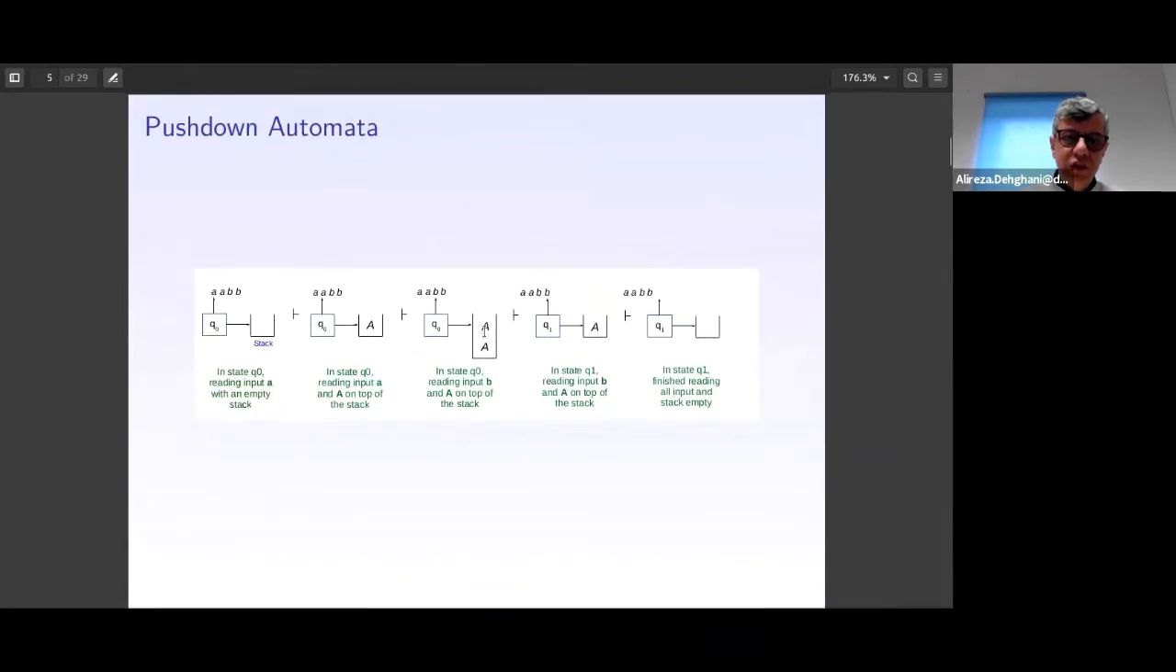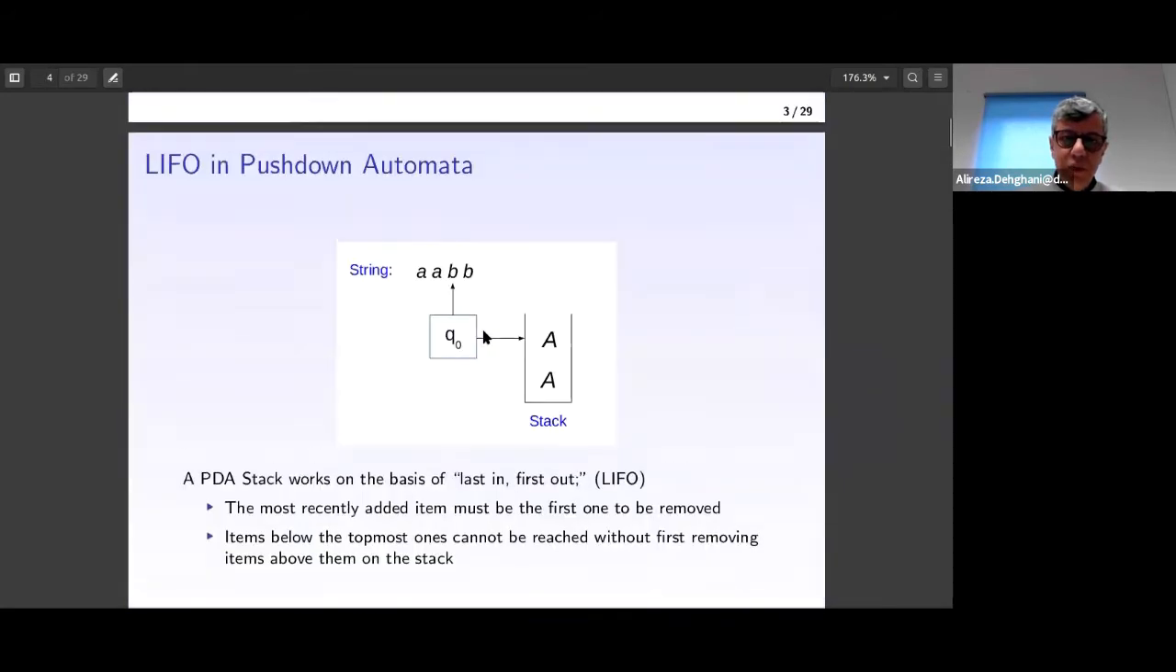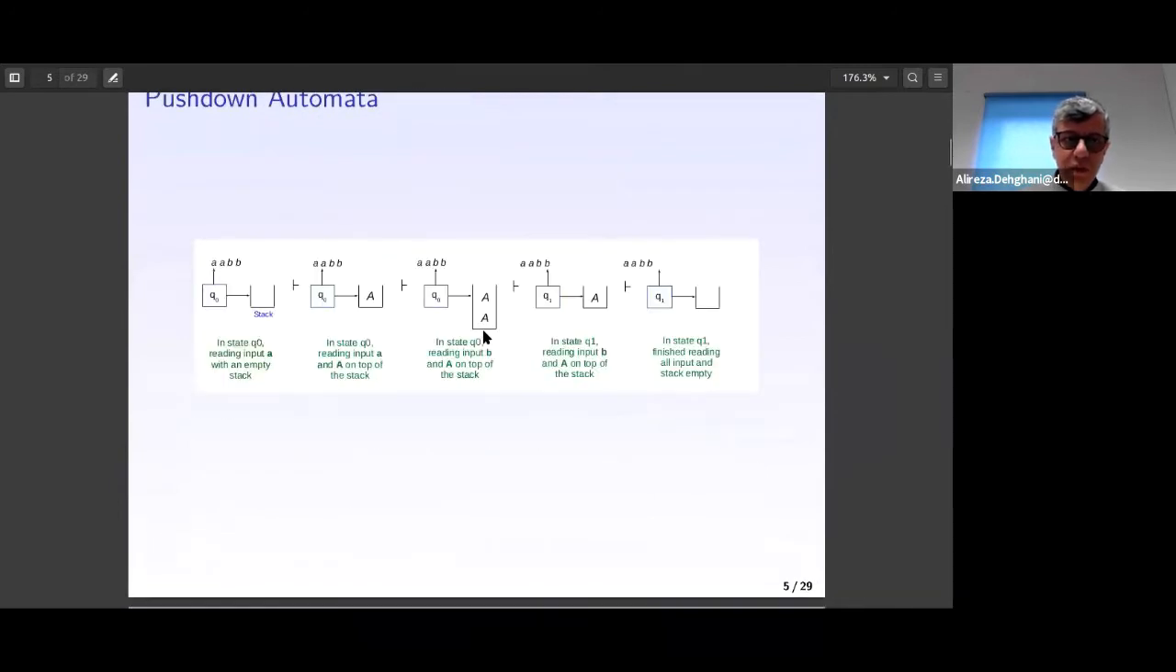Okay, so that could be an example of a pushdown automaton. That's the string we want to process with the automaton. Q0 and Q1 are the states of the automaton, like we already had in the finite automata, but we have the stack here. So let's see what happens. You remember we used to read the strings on the tape from left to right. So we read the first character, which is A, and we are in state Q0, reading input A with an empty stack.